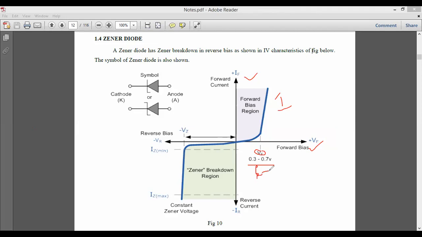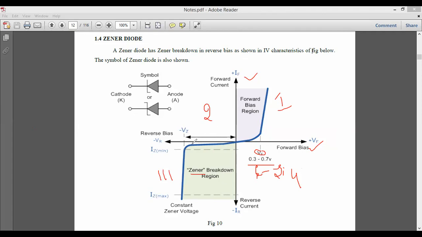Okay, so 0.3 is for germanium, and 0.7 is for silicon. And this region is known as the reverse breakdown region, or simply the Zener breakdown region, and it is in quadrant 3. This is quadrant 2 and this is quadrant 4.